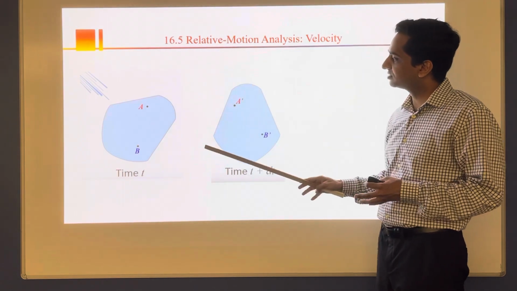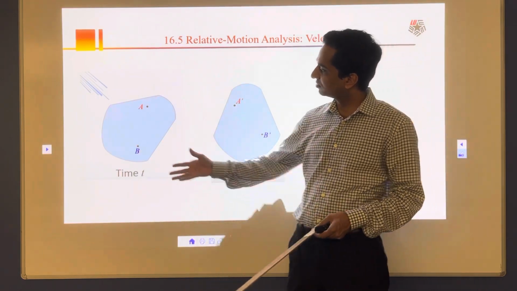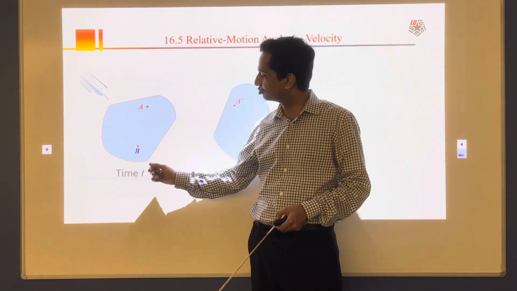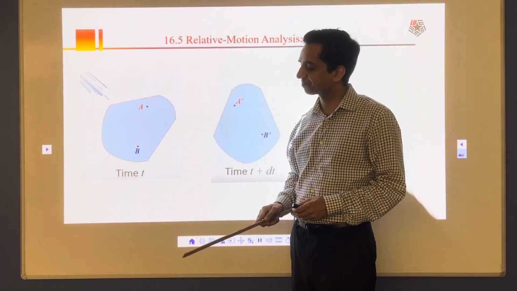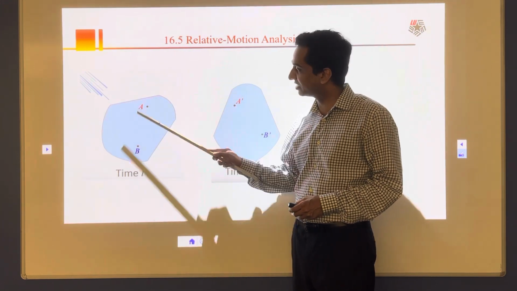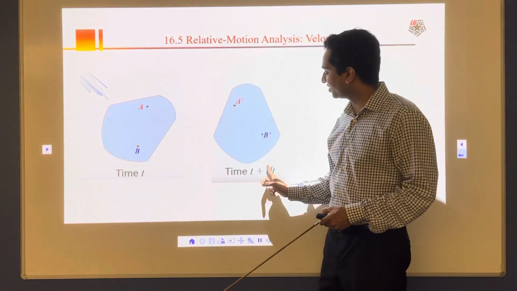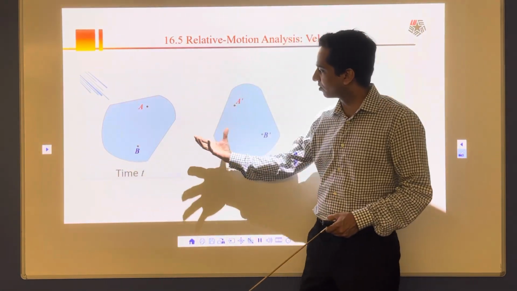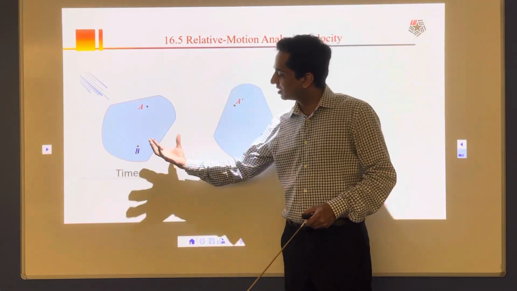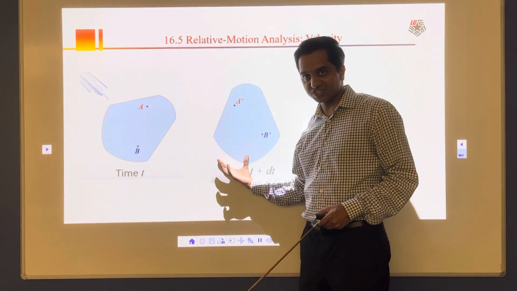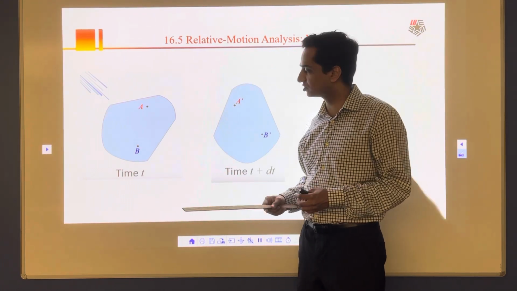Now relative motion analysis. Here we have a rigid body at time t, let's say t is equal to 0 seconds, and I'm going to take 2 points on this rigid body, point A and point B, or two particles A and B on that rigid body. Within a time dt, this rigid body is going to move from here to here. When this body moves, it goes through translation and then rotation, so it's a combination of both, general plane motion: translation plus rotation.